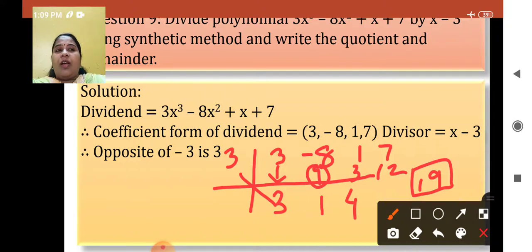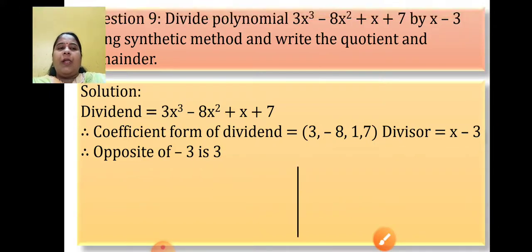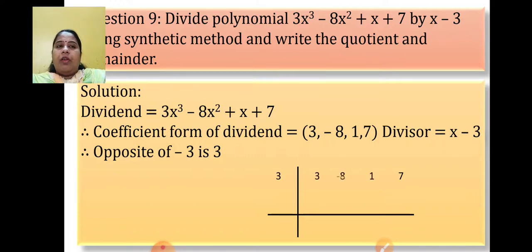I hope you have recollected all this. We have already done it, it's just a revision. See this. What is the divisor here? With what should I divide? 3. And the coefficients are 3, minus 8, 1 and 7. As I have explained, we are getting the remainder as 19, and 3, 1 and 4 as the coefficients of the quotient.